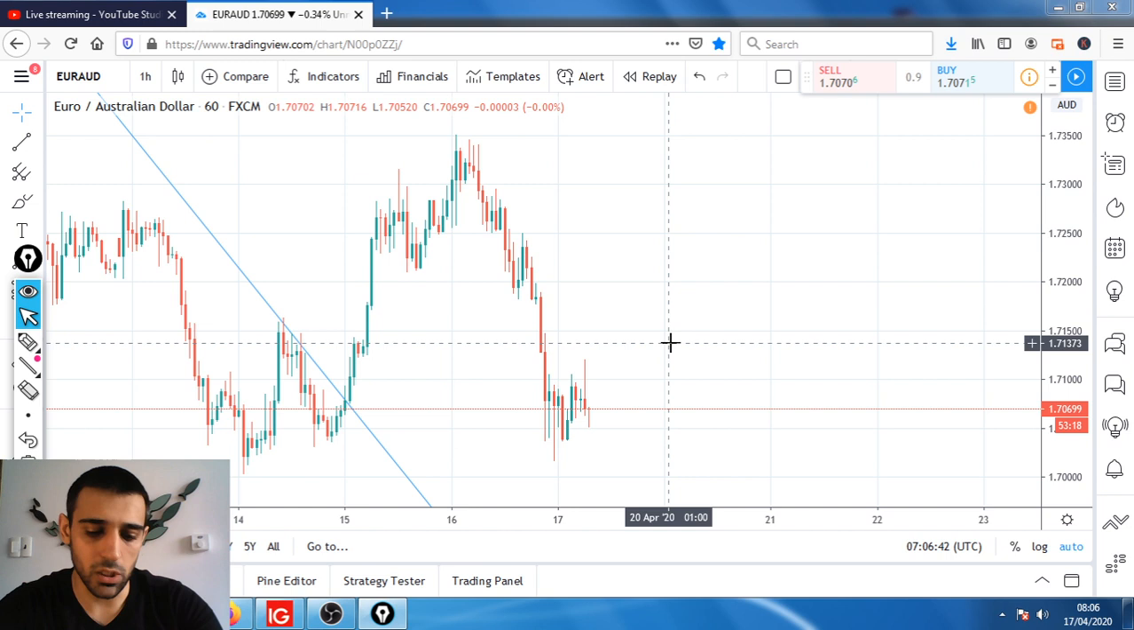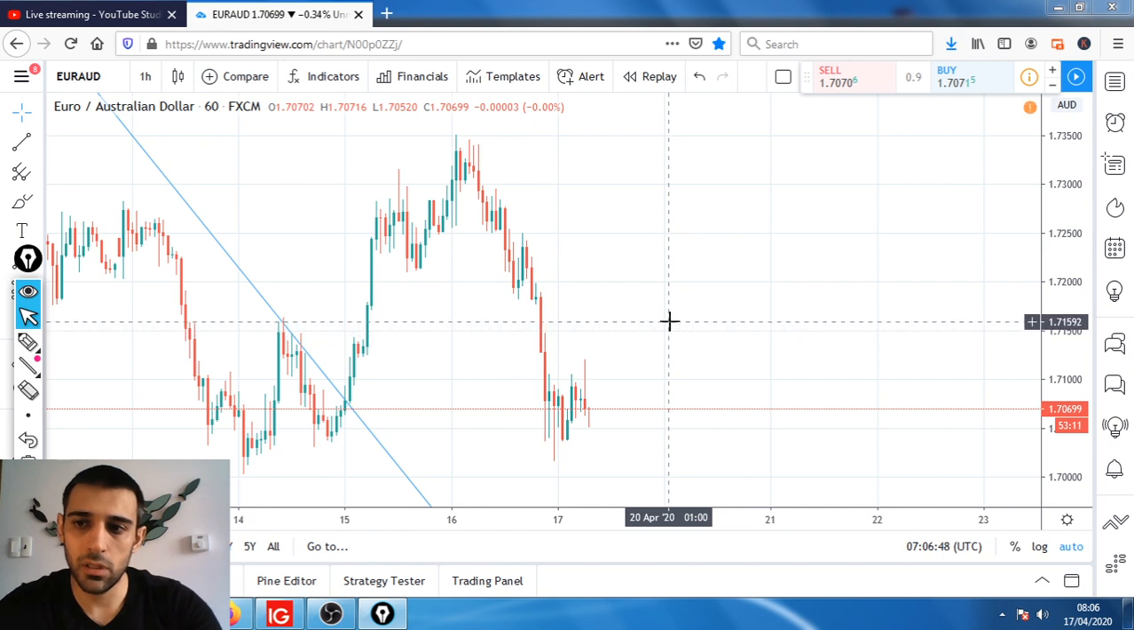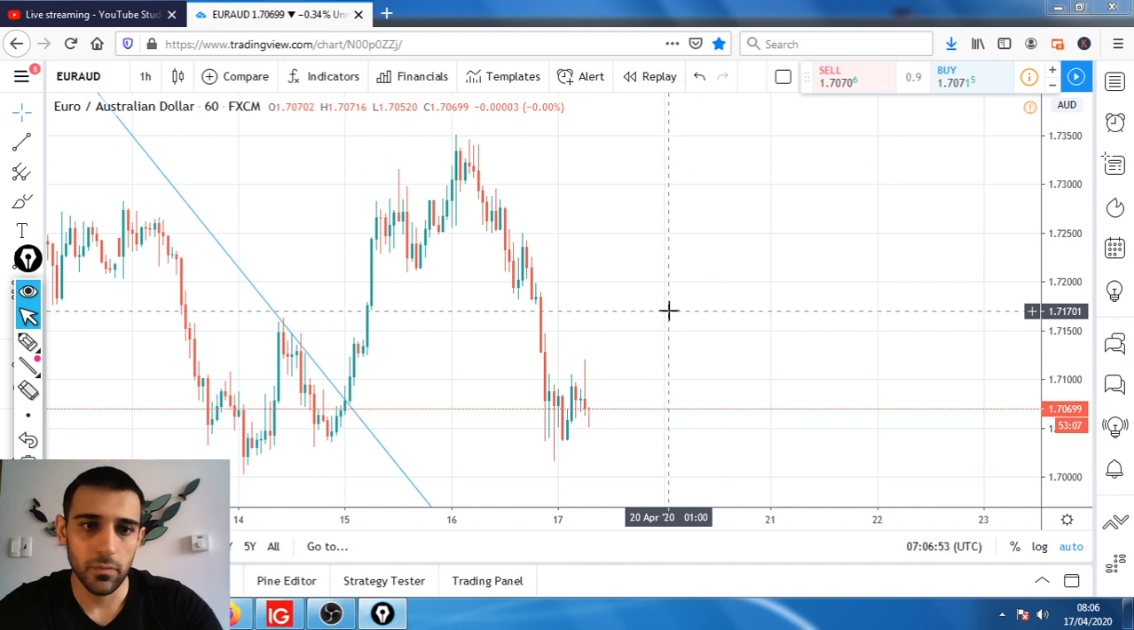As far as the stop loss goes, 171.40 for the stop loss. We're going to look for a 35 pip stop loss.